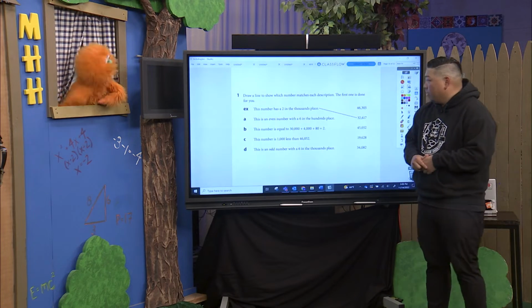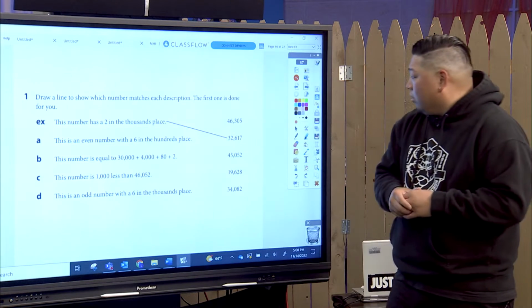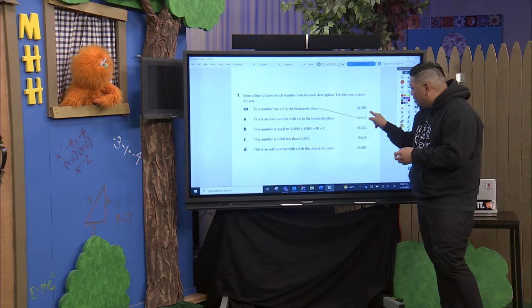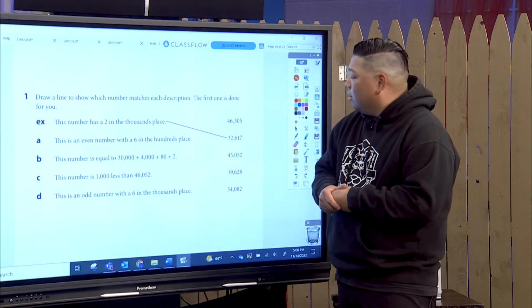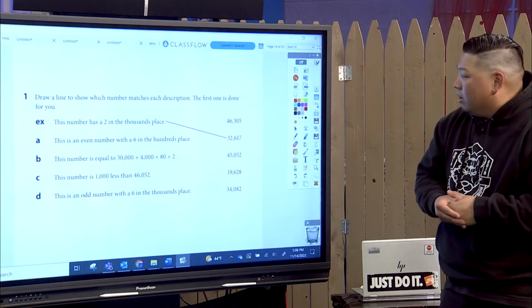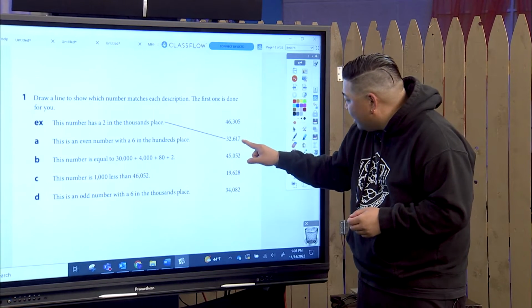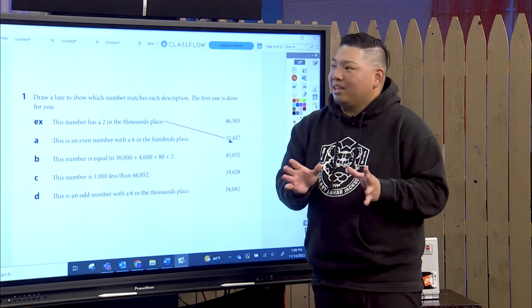Sounds like a plan. All right, so this says draw a line to show which number matches each description. This is kind of like a little riddle. The first one's already done. This number has a 2 in the thousands place. Each of our numbers goes from the ones, tens, hundreds, thousands, and then the 10,000s place. So our greatest place value is the 10,000s place. The number has a 2 in the thousands place, and this is done for us already. I think we get the hang of this.